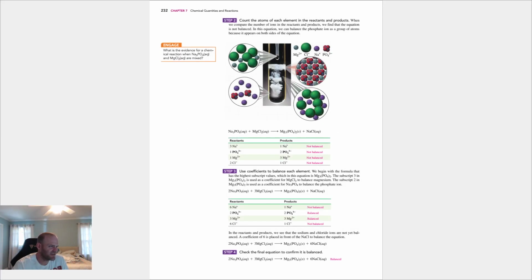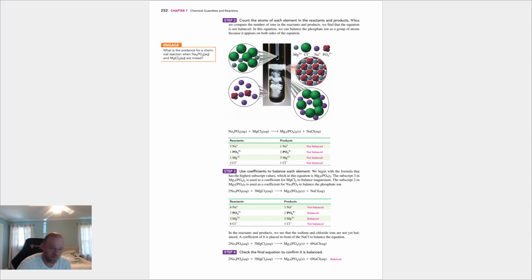So you'll see here that sodium carries a plus charge. That's because we were talking about valence electrons. It likes to give up that electron and become positively charged. So phosphate has a negative 3 charge.